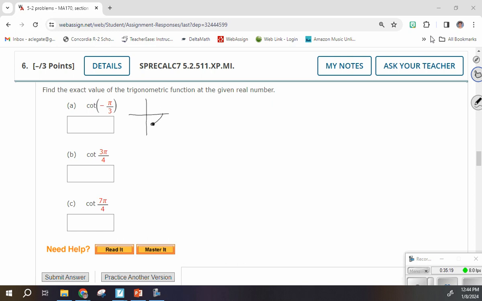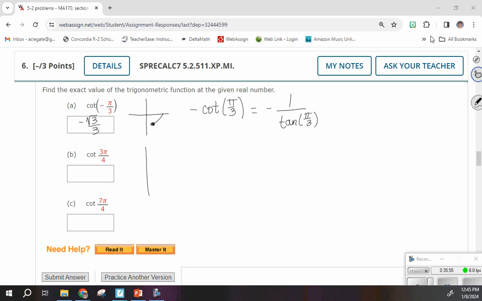So tangent's negative in the fourth quadrant. So this is the same thing as negative, I'm going to say, cotangent of pi over 3. Now, this is the same thing as negative 1 over tangent pi over 3. Okay? Actually, though, your little chart there actually gives you the cotangent, doesn't it? So what is negative cotangent of pi over 3? Yeah, negative square root 3 over 3.